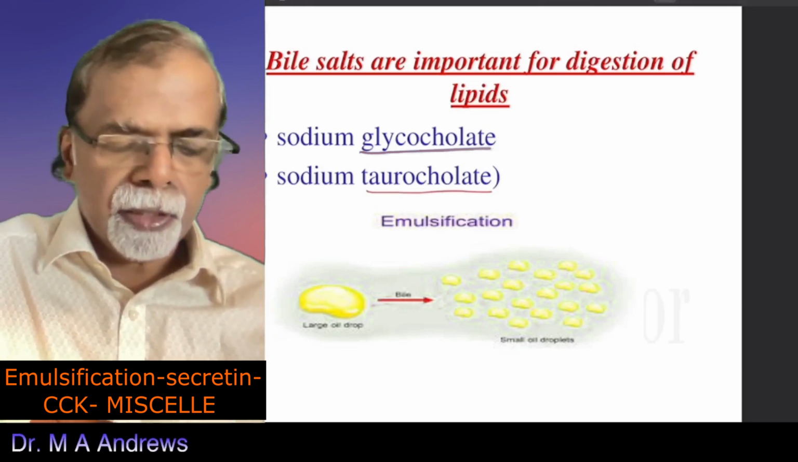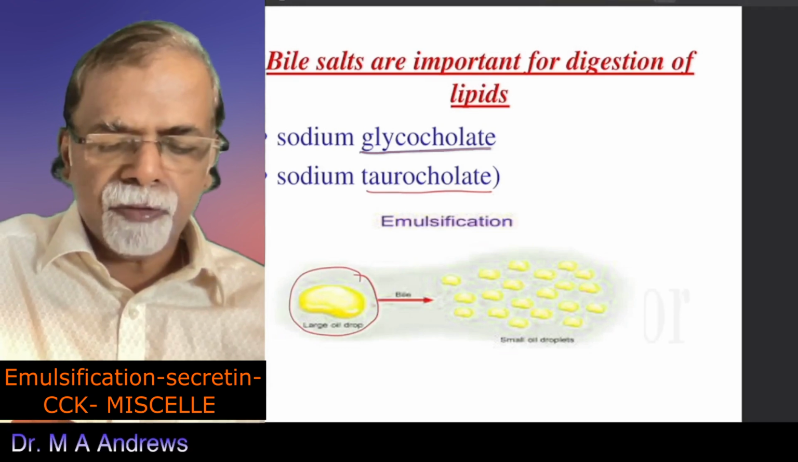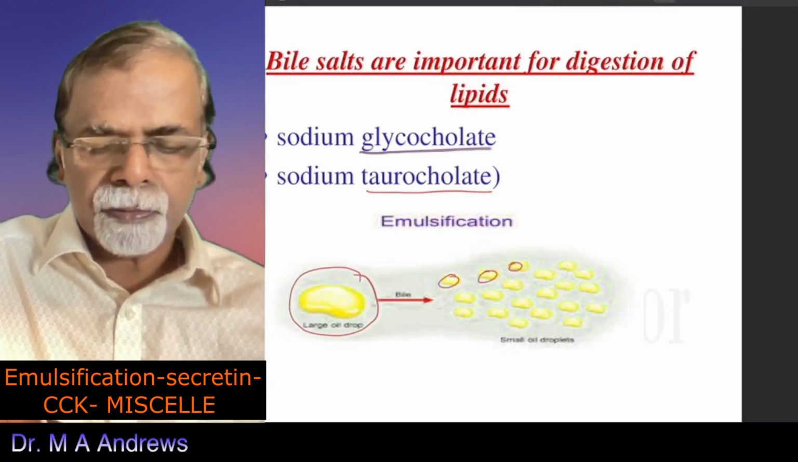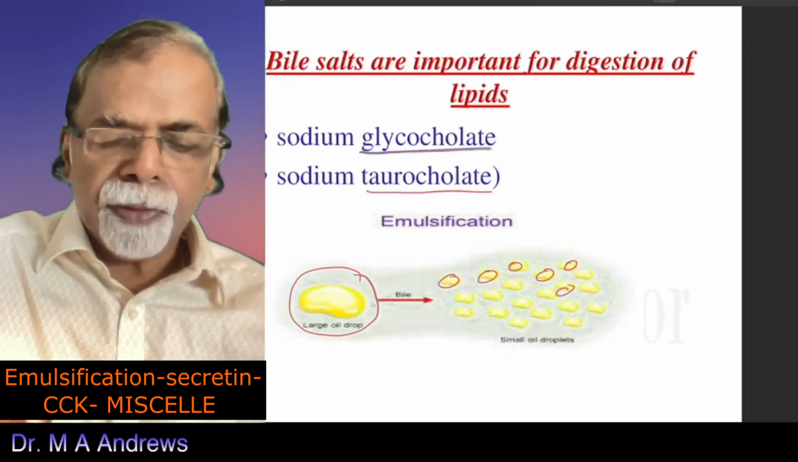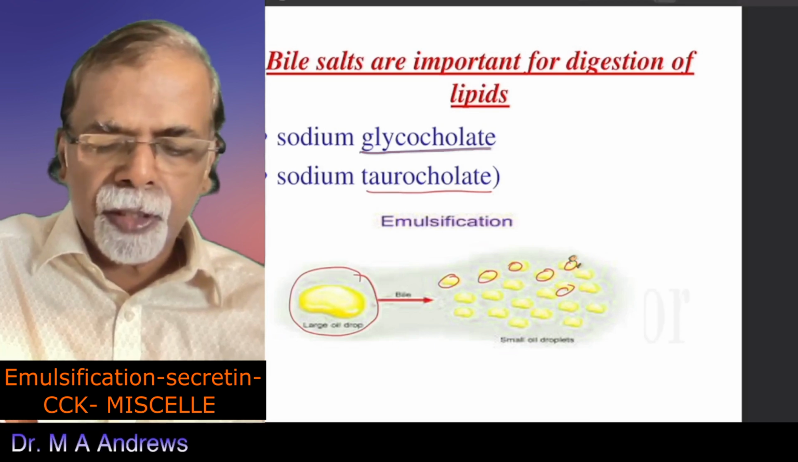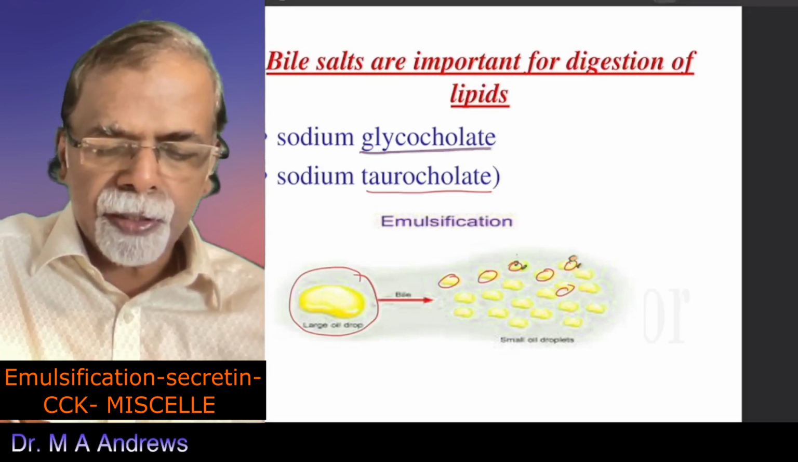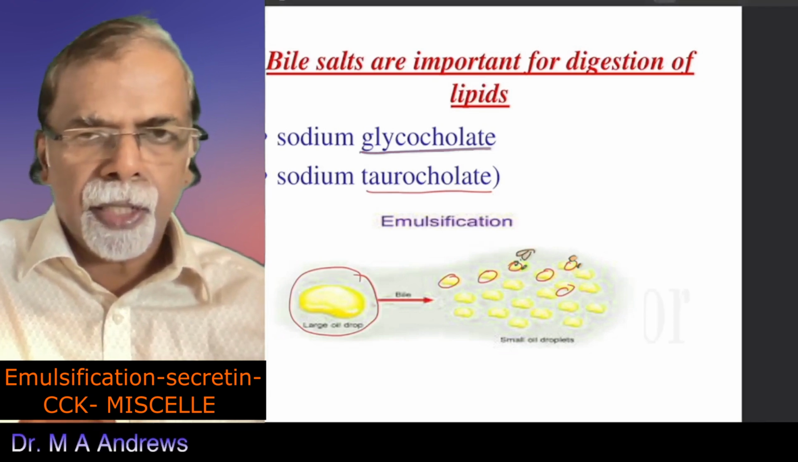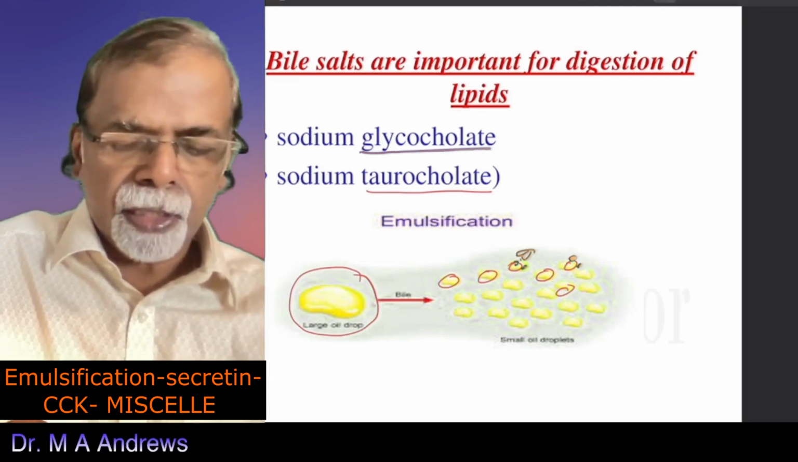So here you can see the large drop of fat. They are emulsified into smaller pieces. And to this, the co-lipase, an enzyme secreted by the pancreas, gets attached. And once the co-lipase is attached, the pancreatic lipase can come and act on it and digest the triglycerides.